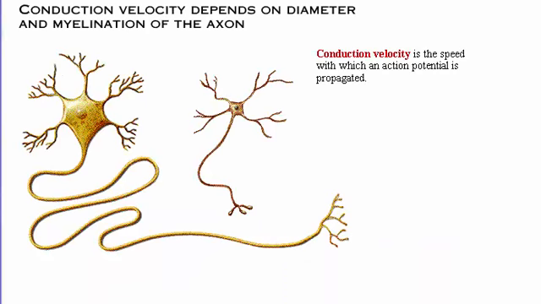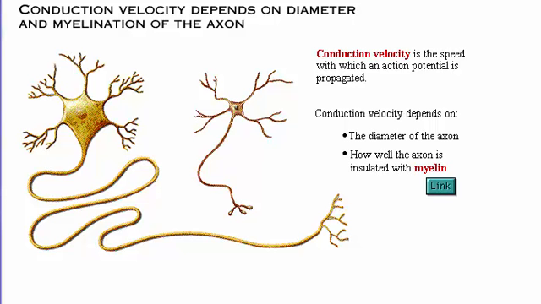Conduction velocity is the speed with which an action potential is propagated. Conduction velocity depends on two things: the diameter of the axon and how well the axon is insulated with myelin. Let's look first at axon diameter. Click an axon to see how diameter affects conduction velocity.